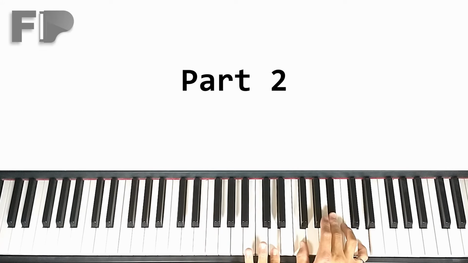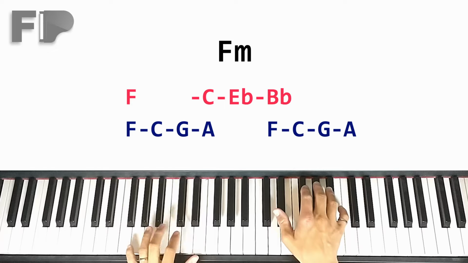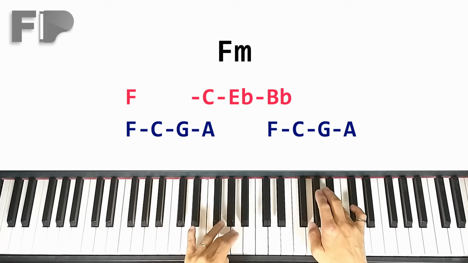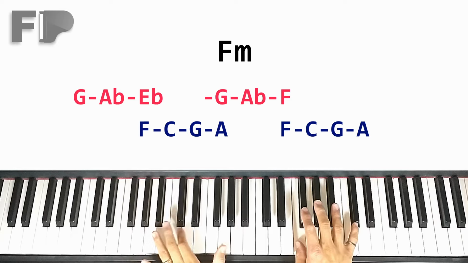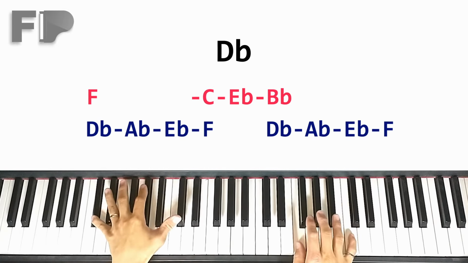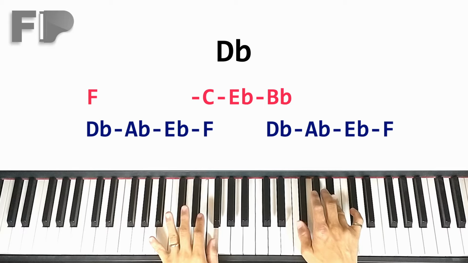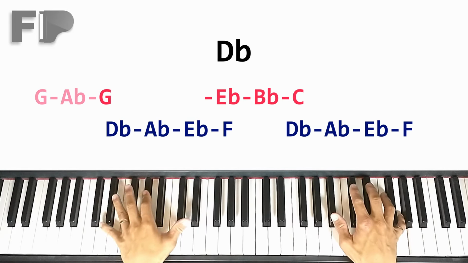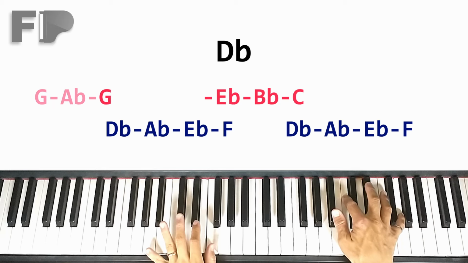For part 2, we'll play almost the same thing as the beginning of part 1. Except here, instead of playing G and A flat in the beginning, we'll omit those notes. Let's go through the left hand first.